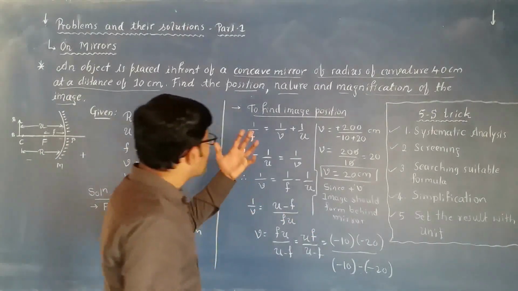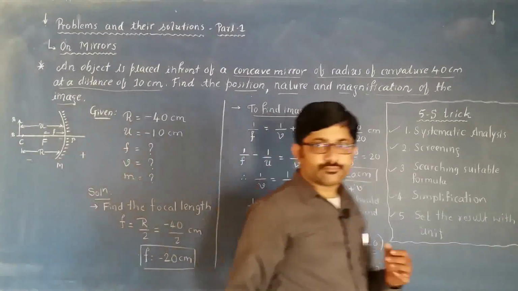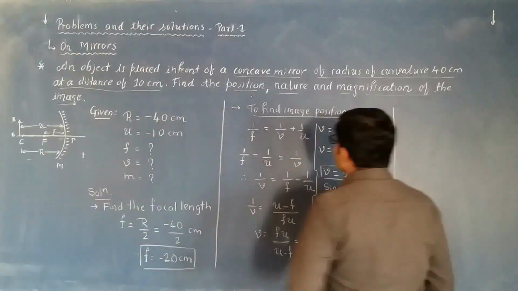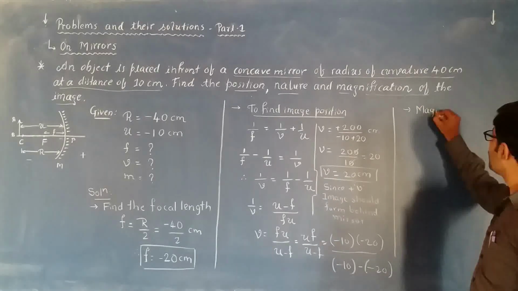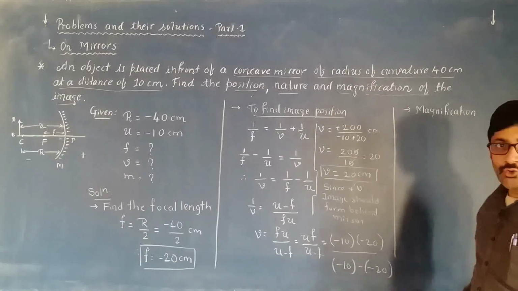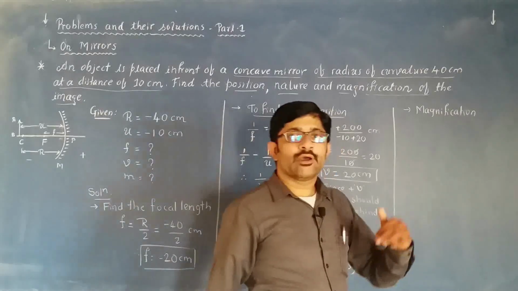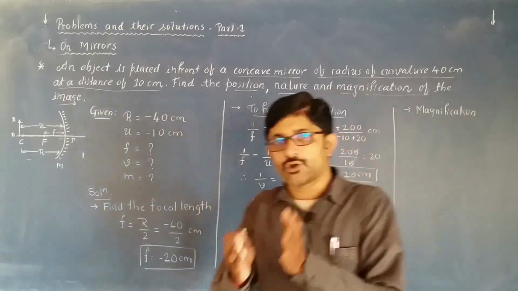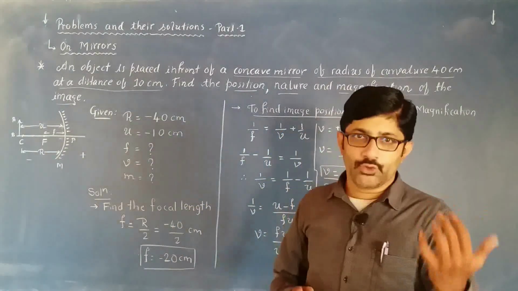So the third parameter, that is magnification. Now we are finding the last part, that is to find the magnification. We have two definitions, in fact two formulae. Number one, that is m is equal to h dash upon h, and on the other hand, if you write it in terms of object and image distances, it will be minus v by u.